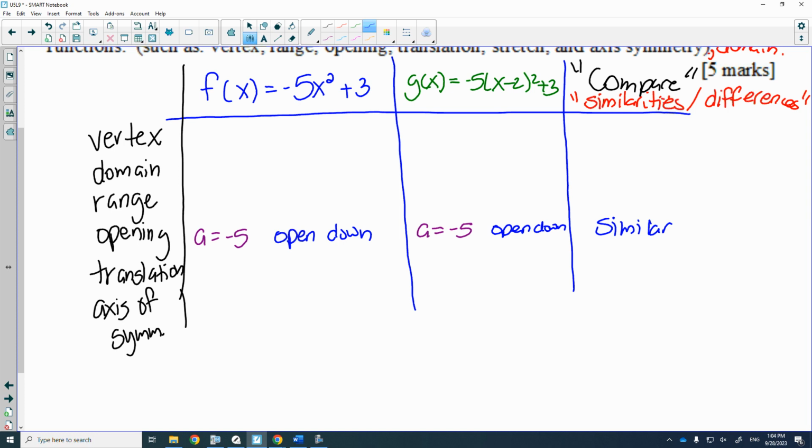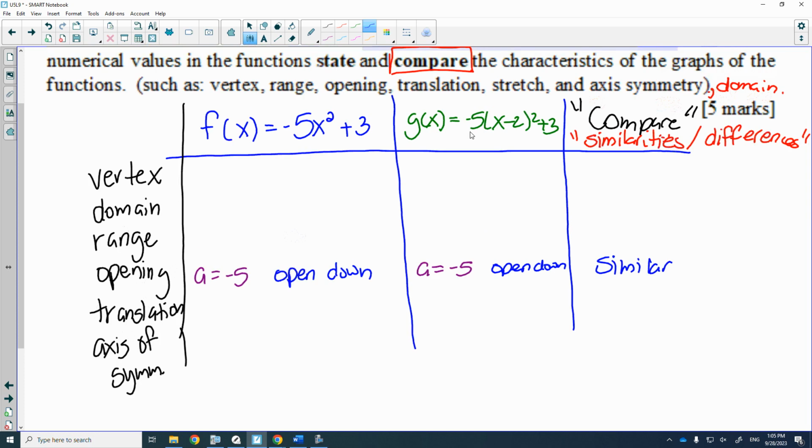So you have to say exactly what they want. They want the numerical value. So A was negative 5. You're describing it opens down because it's the same. It's a similarity. Okay, the vertex. This one's nice and easy because it's in vertex form. Steve, what's the vertex of this first guy? Okay, so the vertex is 2, 3. Does anybody know what the vertex of this would be? Yes, this guy would be 0, 3.